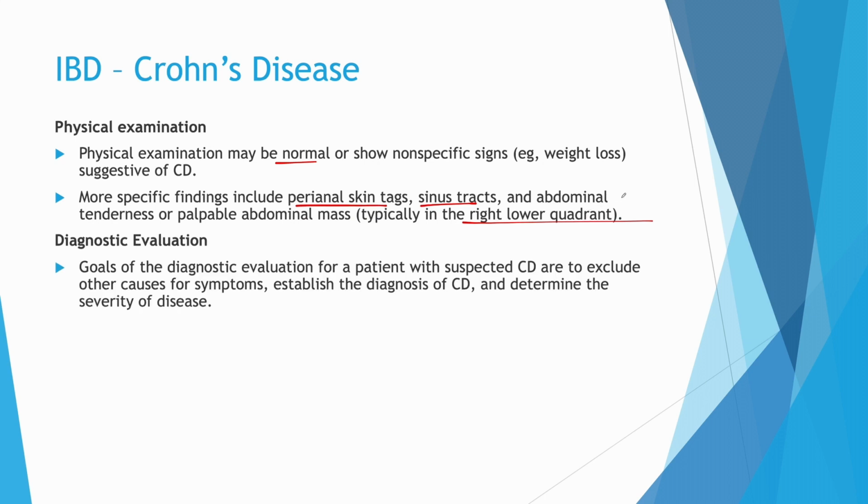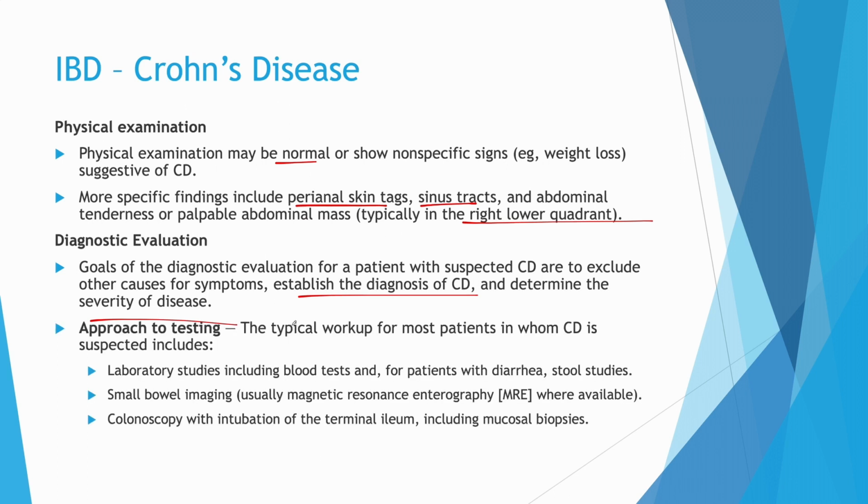So for the diagnostic evaluation, the goals are essentially to, first of all, suspect that the patient could have Crohn's disease. And there are a lot of things that we do that don't necessarily diagnose Crohn's, but they help us rule out other conditions. We have to establish the diagnosis and then determine the severity of the disease, which will help us determine how we're going to treat the patient.